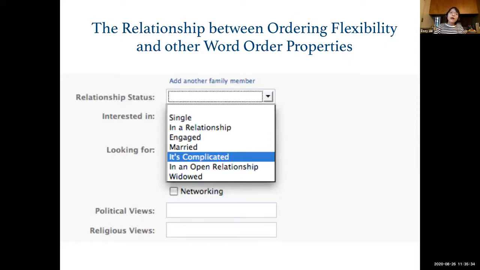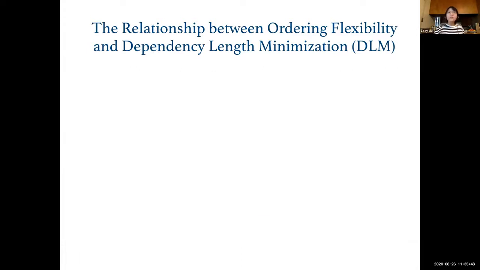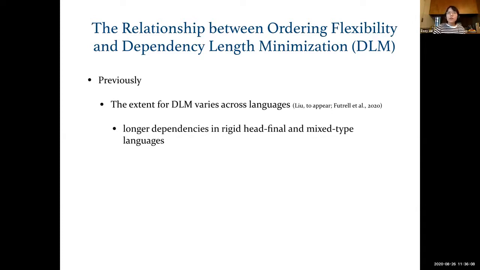So in this study, I focus in particular on the relationship between ordering flexibility and the well-known principle of dependency length minimization. And I'll show that their relationship is less complicated. Previously, people have shown that the effect of dependency length minimization, hereafter DLM, varies across languages. In particular, it has been shown that there are longer dependencies in rigid head final languages, such as Turkish, as well as mixed type languages, such as Czech.